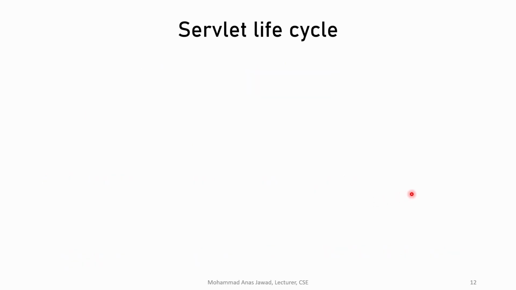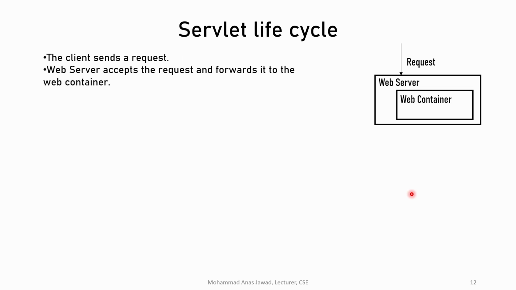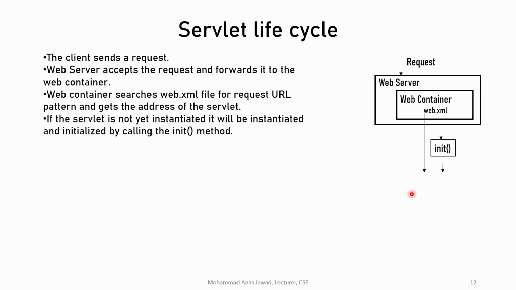So to summarize, let's see what is happening here. At first, a client is sending a request to the web server. The web server takes this request and passes it to the web container. The web container uses the web.xml file deployment descriptor to map the client request to the appropriate servlet. Or instead of the web.xml file, we can also use annotations, as we have stated earlier. And if the servlet has not been instantiated before, then the init method will be called to initialize it. Or if the servlet has already been created earlier, then the service method will be called directly.